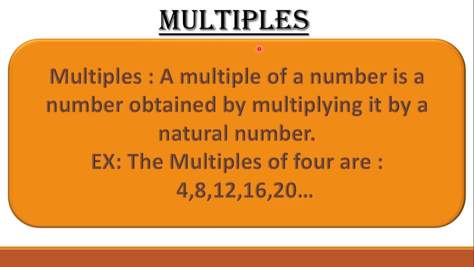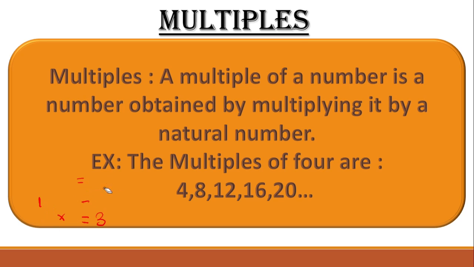Now let's start with multiples. A multiple of a number is a number obtained by multiplying it by a natural number. Now here, as I said, if we start with the table of 12, 12 into 1 is 12. Okay. Now 12 into 2 is 24. And in the same way 12 into 3 is 36. Right. Now you can see here in the table of 12, 12 will come, 24 will come, 36 will come. There are more, right? So these are the multiples of 12, right?